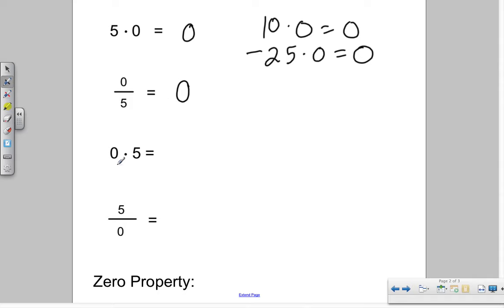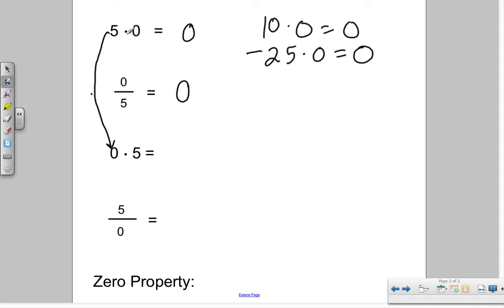Okay, now moving to the next one. Now all I did here was I switched from 5 times 0 to 0 times 5. Do you remember what that property is called? Commutative. They switched places, and guess what? They're going to equal the same thing.